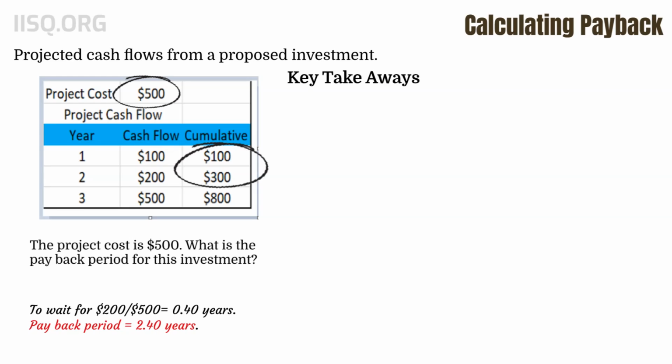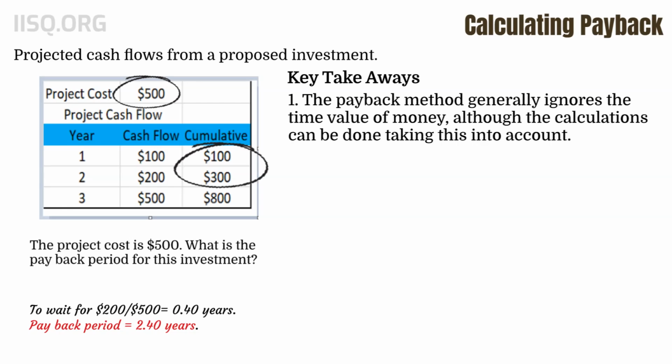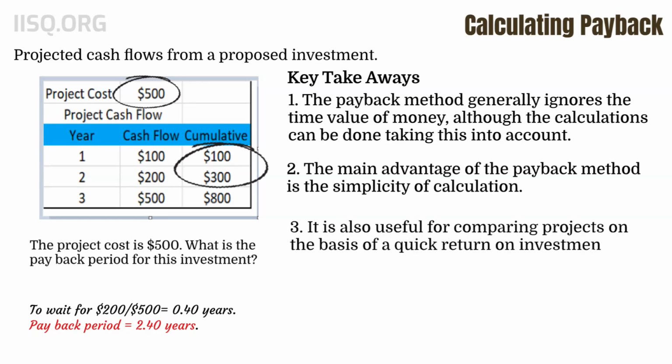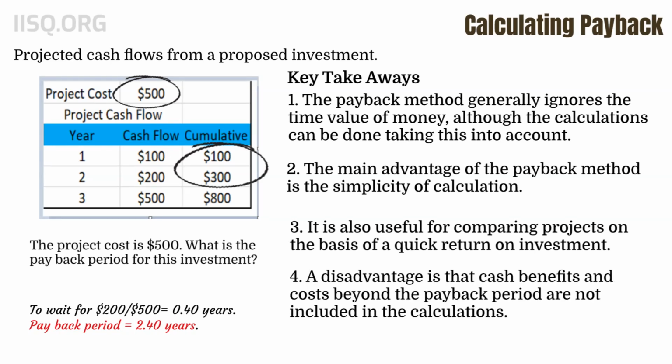Let us summarize the key points of the payback period method. The payback method generally ignores the time value of money, although the calculations can be done taking this into account. The main advantage of the payback method is the simplicity of calculation. It is also useful for comparing projects on the basis of a quick return on investment. A disadvantage of this method is that cash benefits and costs beyond the payback period are not included in the calculations.